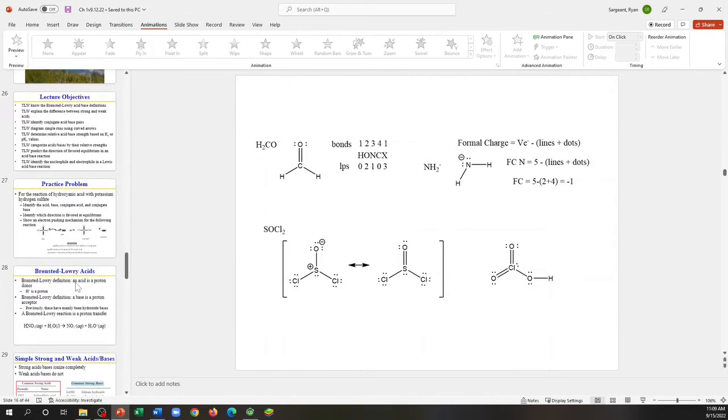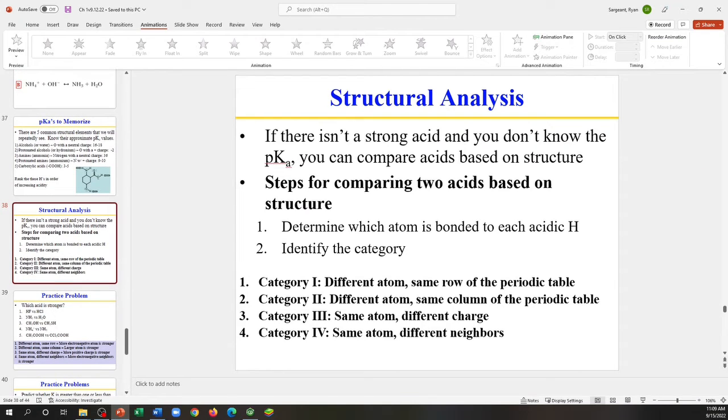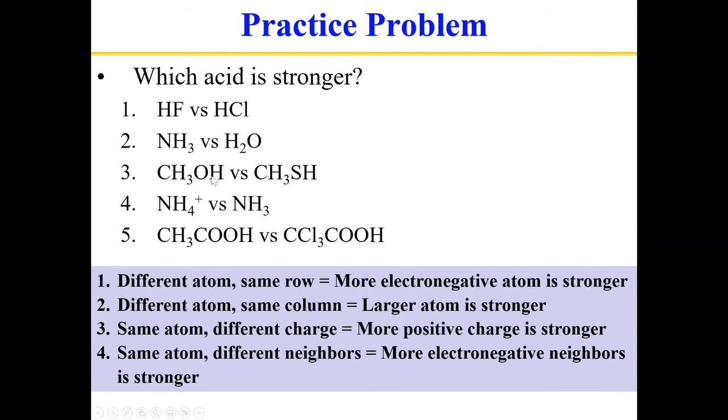Let's go back to those categories. Right here. Okay. So category 3 and category 4 are when they're the same atom, and that doesn't apply yet, so we won't think too hard about that. So let's go ahead and look at this in the context of the practice problem. Here is the example we're looking at, CH3OH and CH3SH. We're comparing the hydrogen connected to the oxygen and the hydrogen connected to the sulfur.